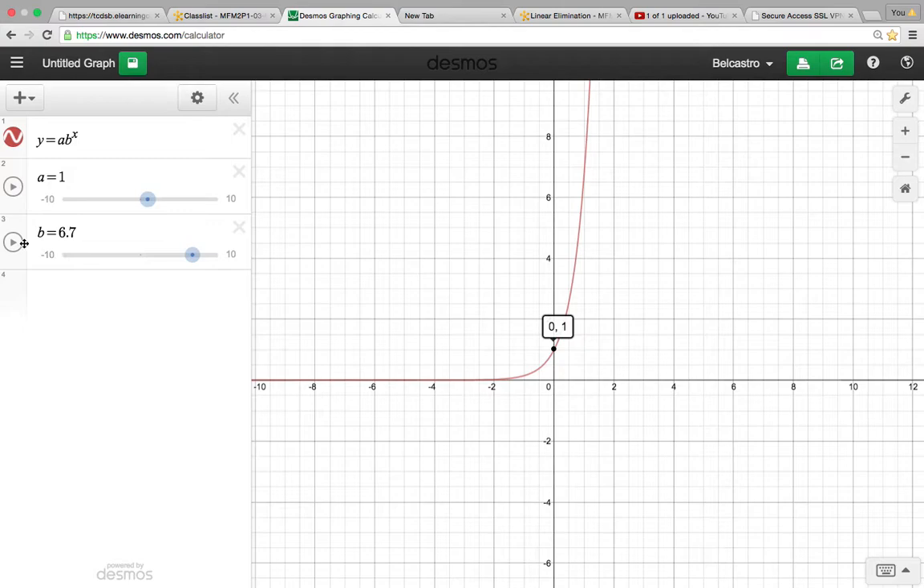So as our b value or our growth rate increases, and then as we decrease it, it gets smaller and smaller. And then we get to a point, okay, so I wanted to catch it in between.